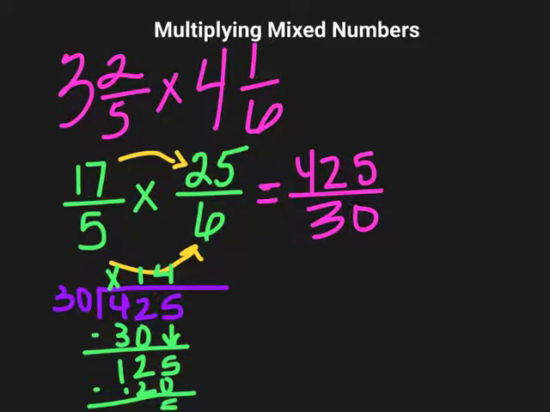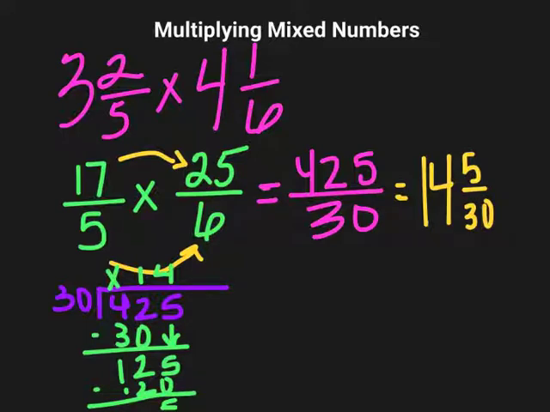And that's supposed to be a 5 down there. Sorry, guys. Now that 5 is going to be our numerator for our fraction. Our whole number is 14. And then our denominator is 30.